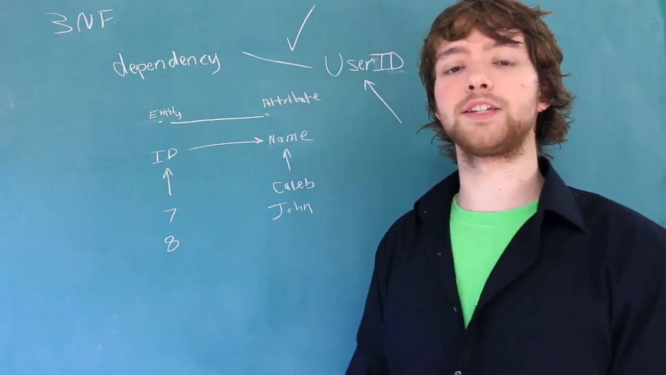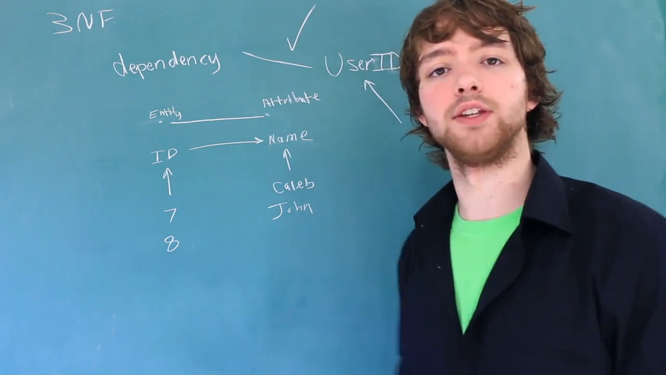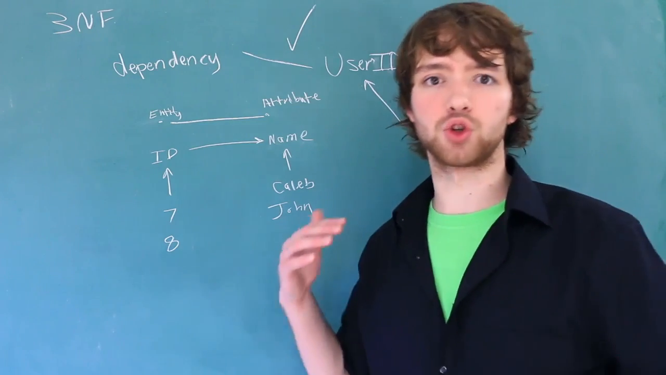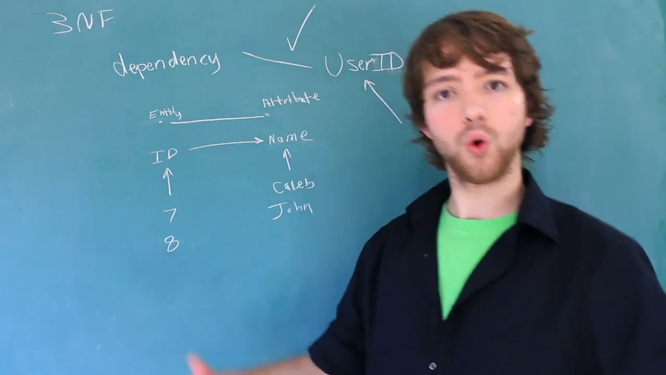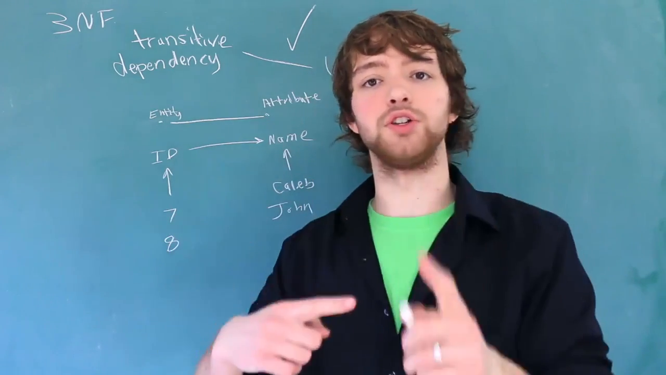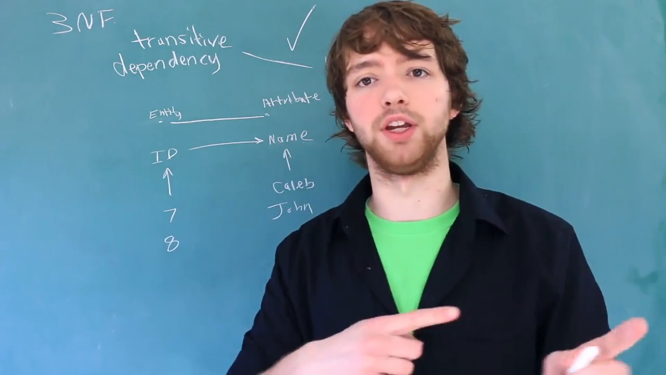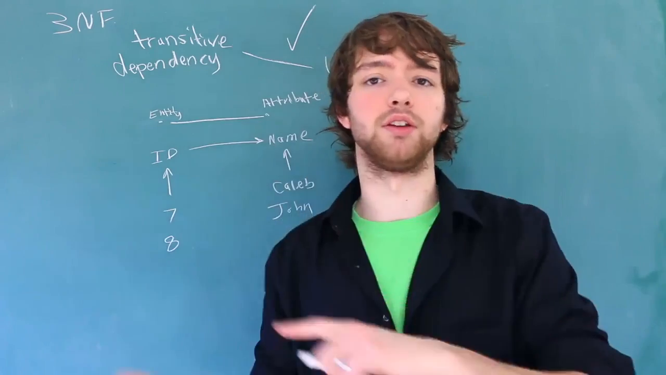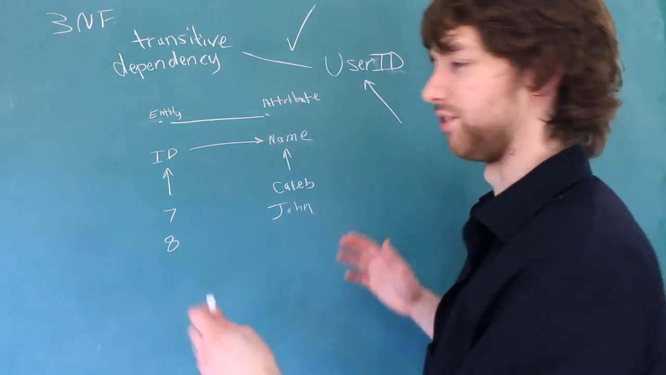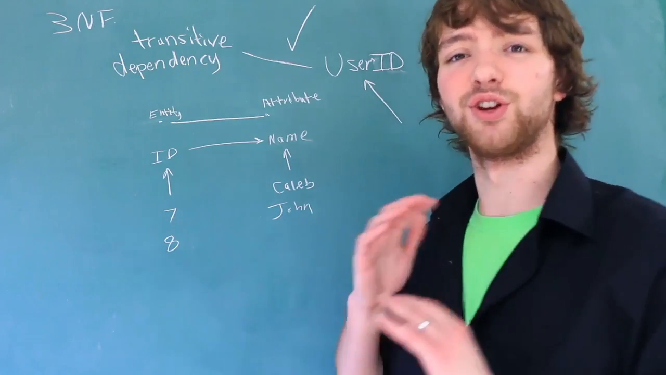For example, in the last video we talked about partial dependencies. Well, in this video we are going to discuss a type of dependency known as a transitive dependency. A transitive dependency is when something depends on something which depends on the primary key. So you get this bouncing kind of arrow thing. So I know that made no sense at all. So the easiest way to explain this is just to go through an example.